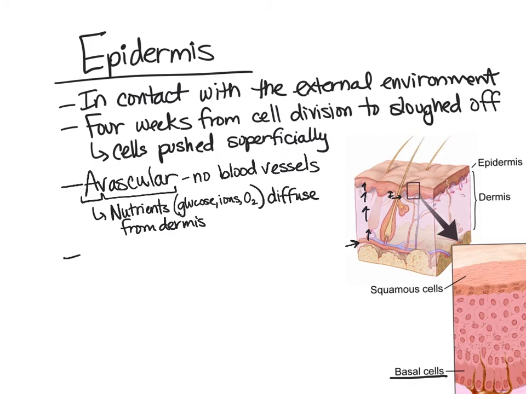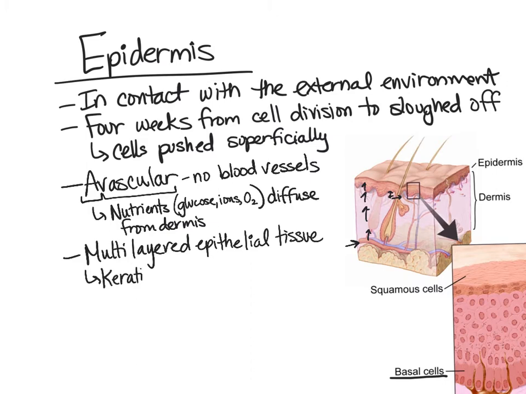As we saw, the epidermis is a multi-layered epithelial tissue. We're going to talk more about the different types of cells, but the majority of the cells that make up the epidermis are keratinized stratified squamous epithelium.